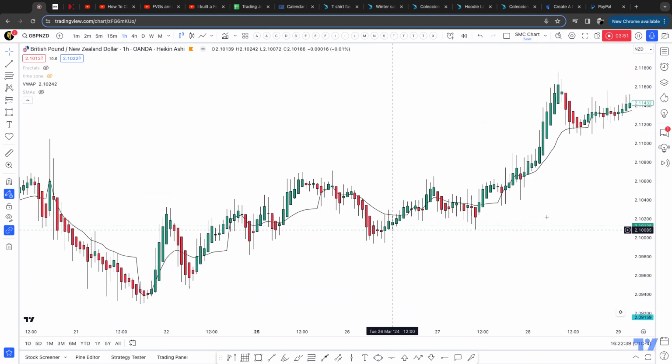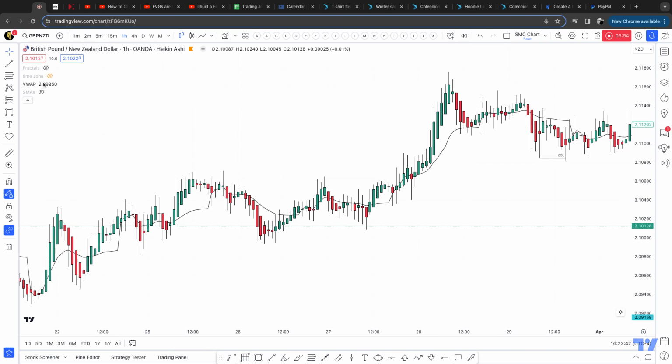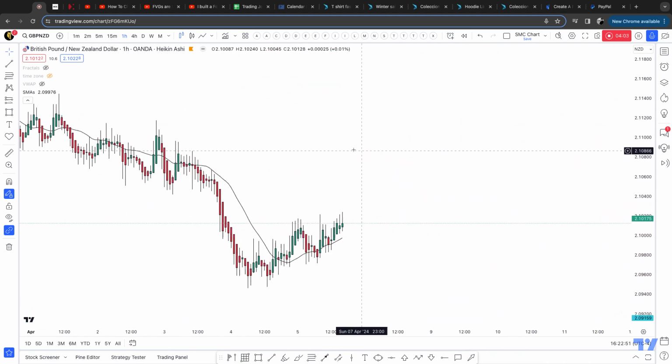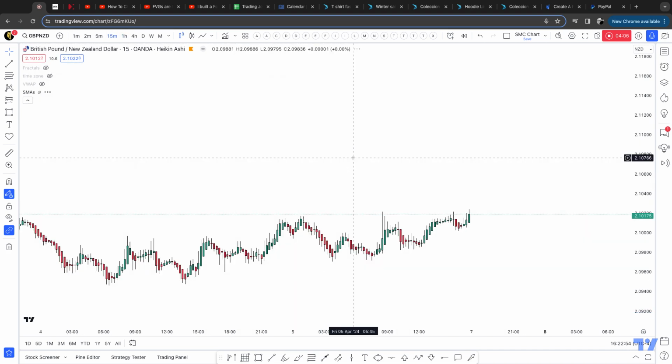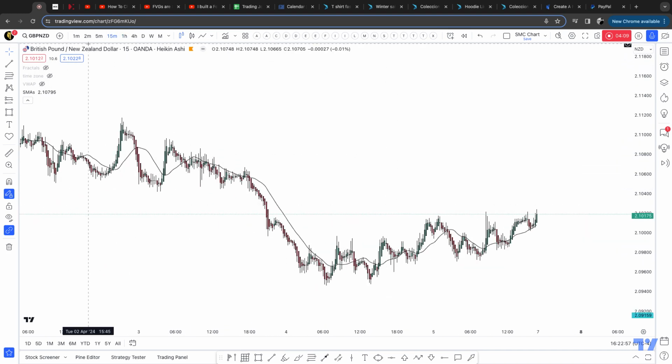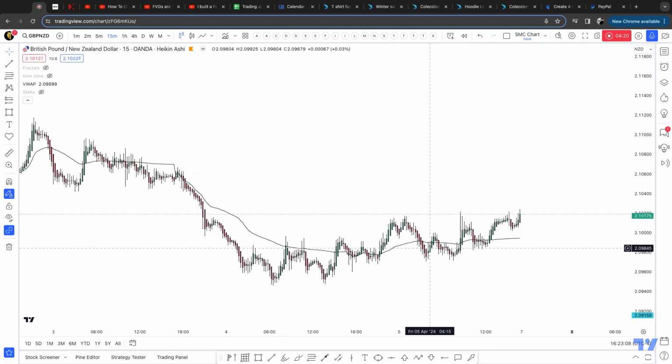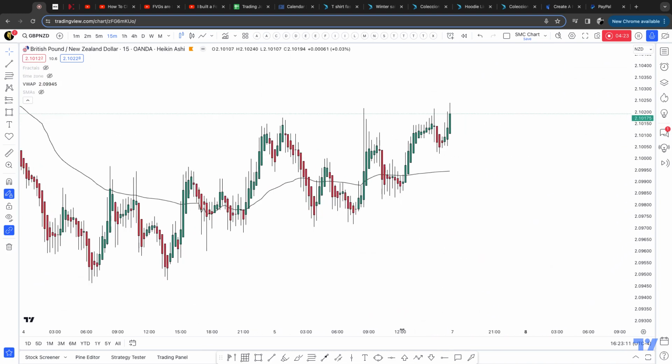This is how the VWAP looks on the 1 hour. It's not like the moving average. For example, let's add a 20 simple moving average. Let's say you're at 1 hour, let's go to 15 minutes. Every time you go into a different time frame, the moving average will move accordingly to that time frame. But if you choose the VWAP, it always stays right there, the same. I'm going to mark up this line as an idea.